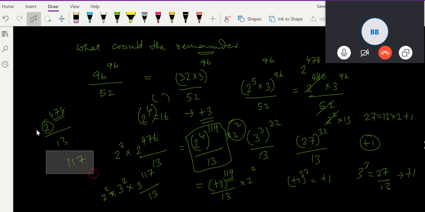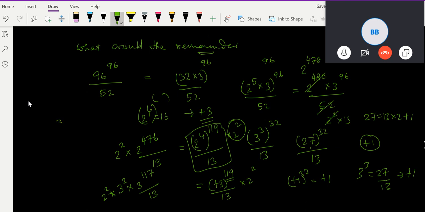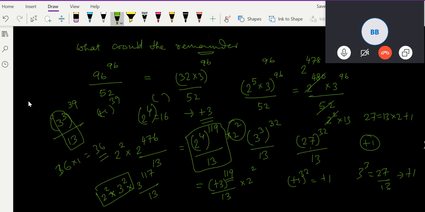So I am left with 3 to the power 117. Now I can write 3 to the power 117 as 3 to the power 3 whole to the power 39, right? This is nothing but 27 by 13, which is plus 1 to the power 39, which is plus 1, and we have this 2 square into 3 square, which is 36 into 1, which is 36, which is the final remainder.